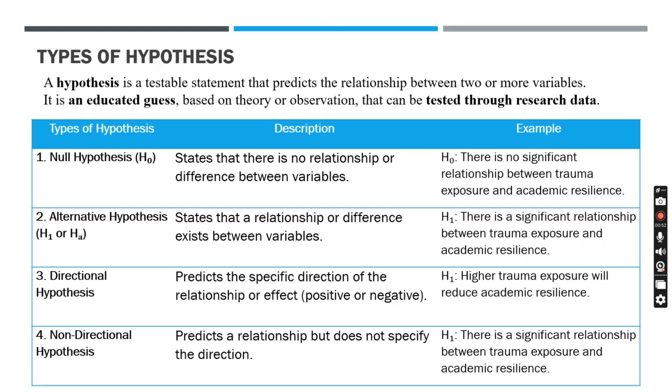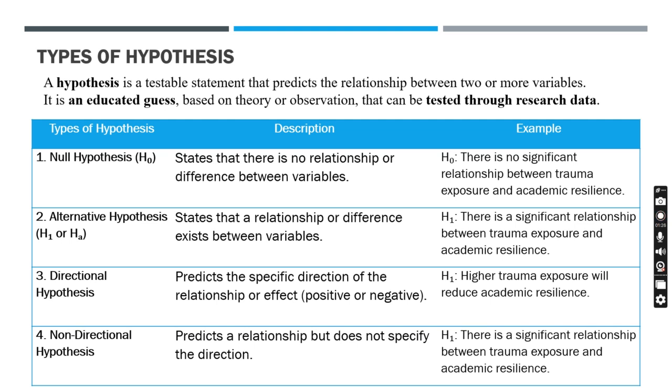The second type, we call it the alternative hypothesis. It's opposite to the null, and here we say that there is a relationship between the variables. The null says there is no relationship, but the alternative says there is a relationship between the variables. We call it H1, H2, H3, etc. If you say H1, there is a significant relationship between trauma exposure and academic resilience.